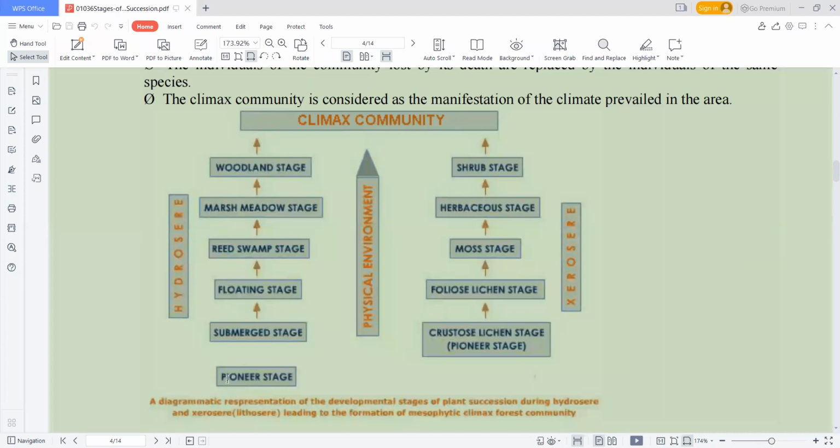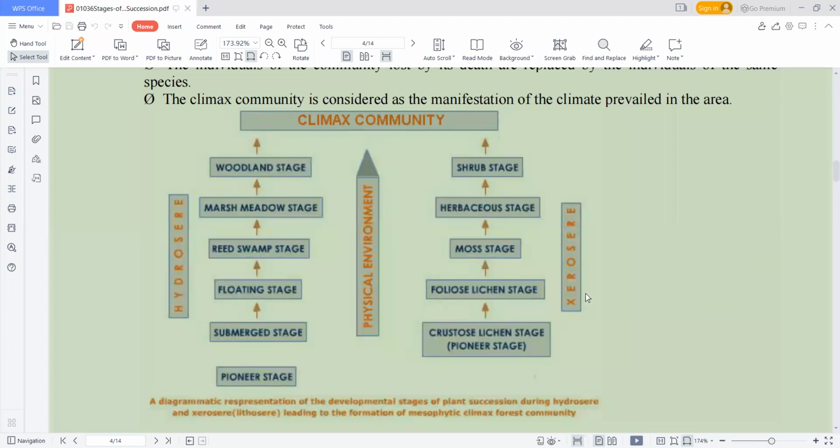In hydrosere succession, first it starts with the pioneer stage. Next it is followed by the submerged stage, then the floating stage. The next step is the reed swamp stage, and the next one is the marsh meadow stage, and before the final, the woodland stage, and then the final climax community is formed. So these are the stages in hydrosere: pioneer stage, submerged stage. The pioneer stage is the phytoplankton stage. Phytoplanktons are the pioneer species in water bodies.